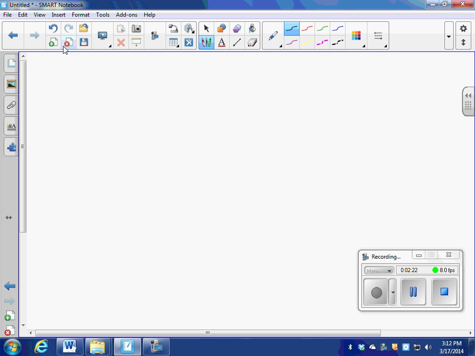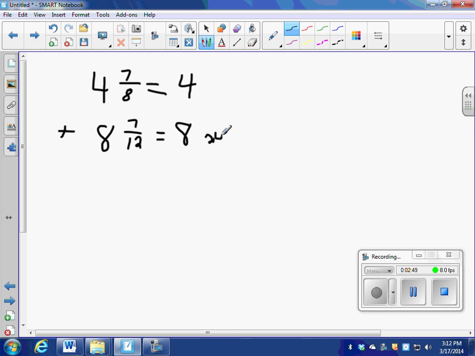So let's try another one. Let's try an addition problem. So we have 4 7/8 and we're going to add to that 8 7/12. So my common denominator, if I found the least common multiple of 8 and 12, it would be 24. So 12 times 2 equals 24. 7 times 2 is 14. 8 times 3 is 24. And 7 times 3 is 21.